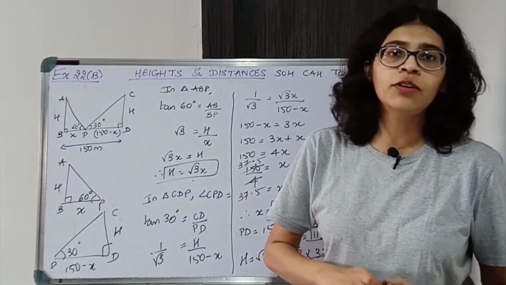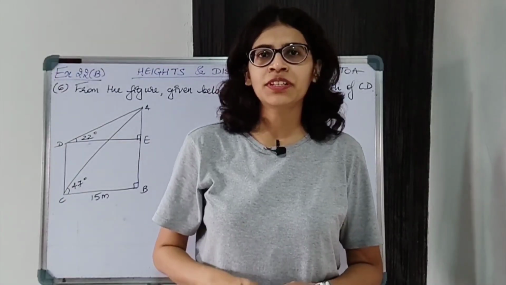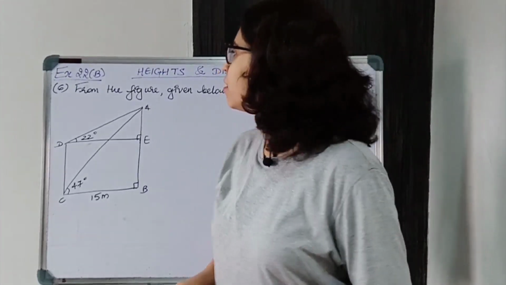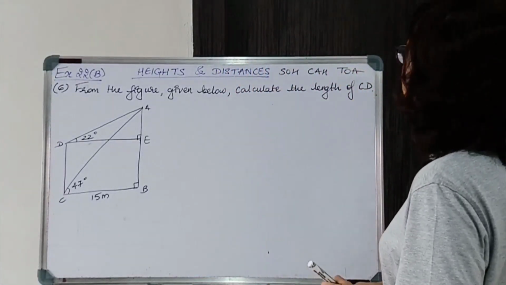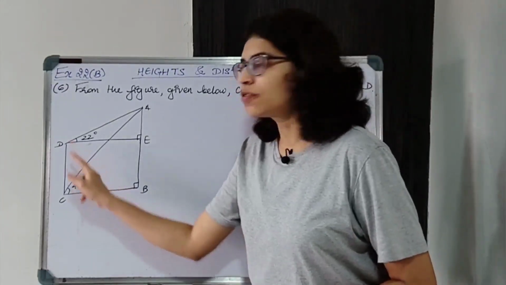So don't forget to write down correct statements and box the answer. Coming to the next question, question number 6. From the figure given below, calculate the length of CD. This is the figure given and we have to find the length of CD.